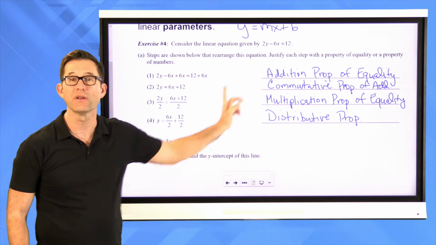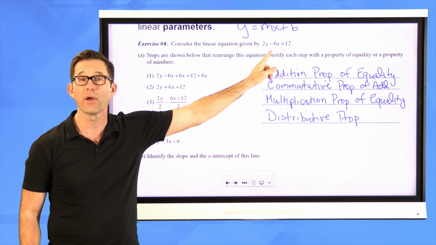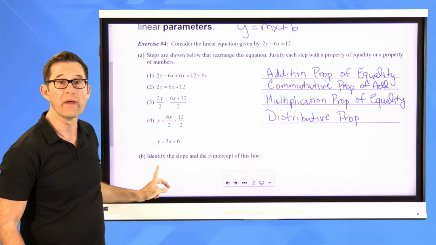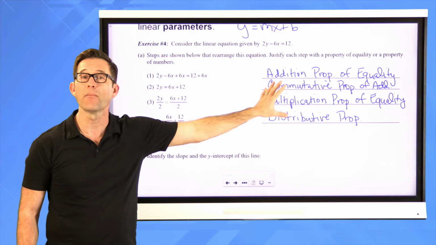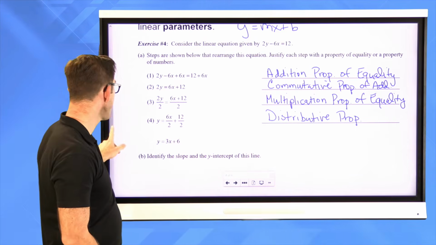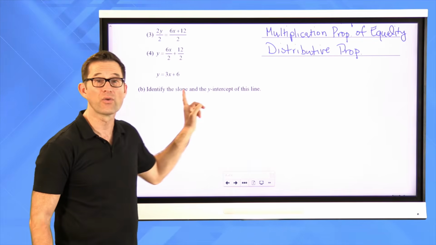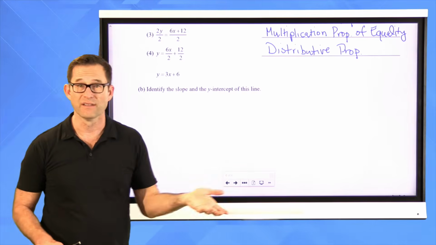That equation and that equation are equivalent equations. Any coordinate pair that makes this one true will make this one true because I've used properties of equality and properties of numbers to write equivalent expressions. But now the cool thing is I could graph this. And I could graph it because I should be able to identify the slope and the y-intercept. Let's just do that together.